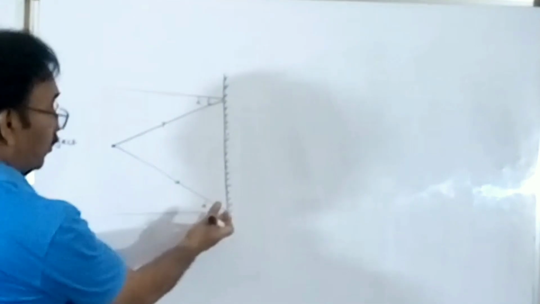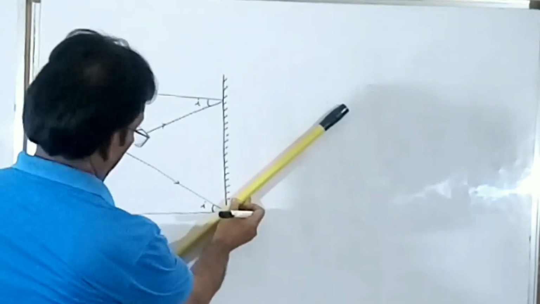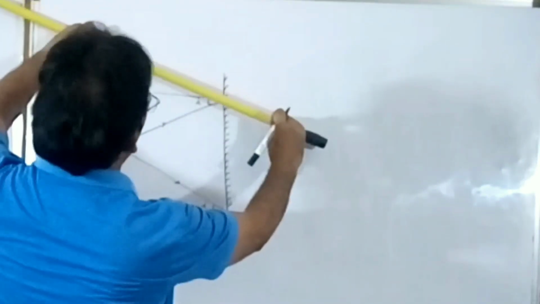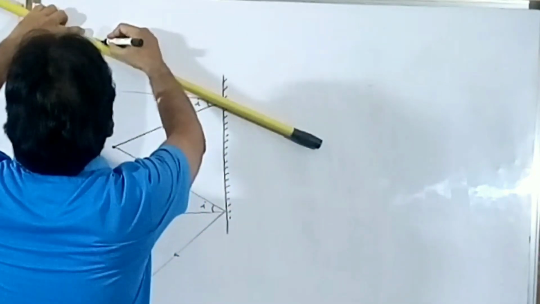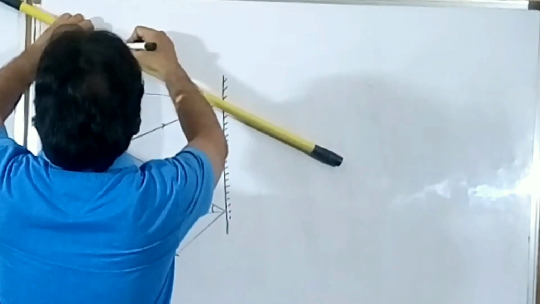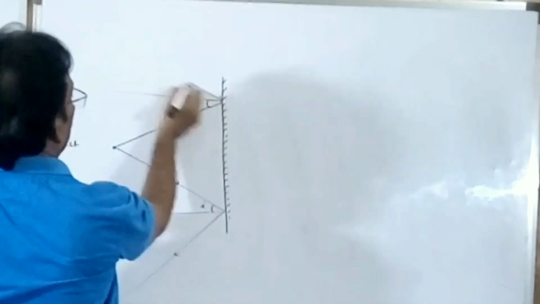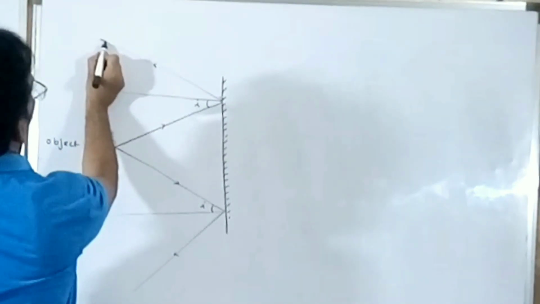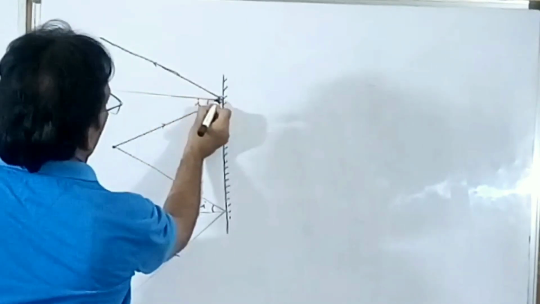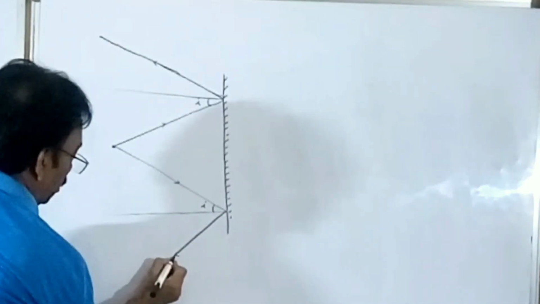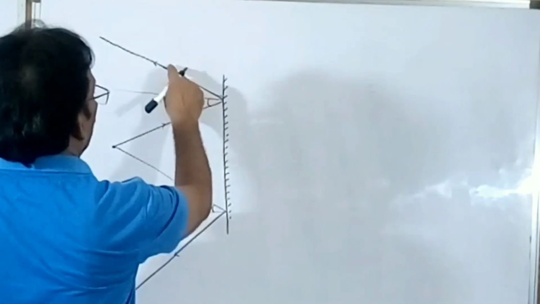The incident rays, according to the laws of reflection, must get reflected. This ray is reflected like this, and this light ray is reflected in this way. I'm very bad at drawing. Again I am making the same mistake. I'm unable to use the scale properly. This is the reflected ray. I'm making it somewhat darker. Here I did the same. You have to draw a straight line.